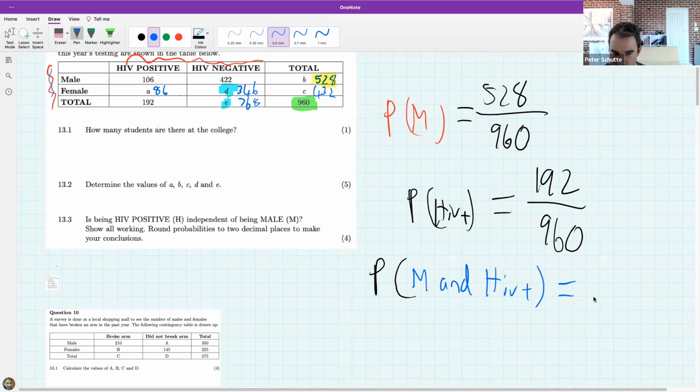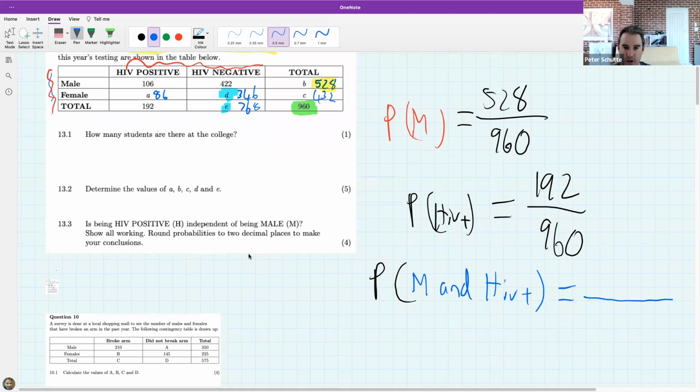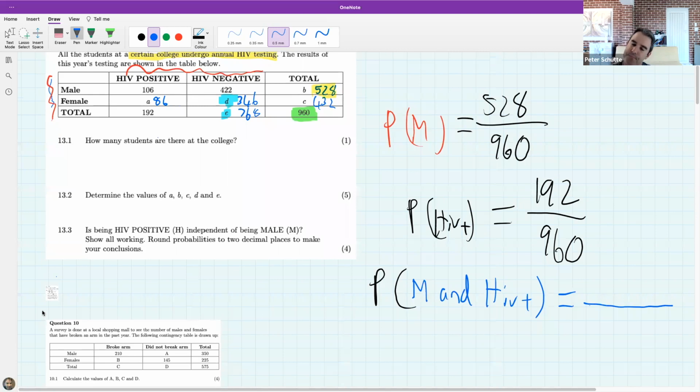Yes, Njongo, that is exactly what you do. So I want to know, what is that probability? Work it out for me. Look at the table. What's the probability, if you're a randomly chosen person, of being male and HIV positive? So my eye is being drawn to this one over here. It's still out of 960 because there's 960 people in this whole group. It's going to be 106. So 106 over 960, because there's 106 people who are male and HIV positive. And so the probability of choosing someone who's male and HIV positive is going to be that.